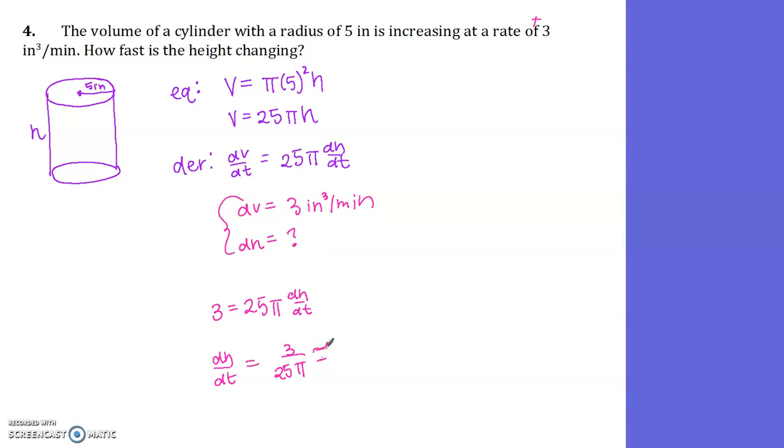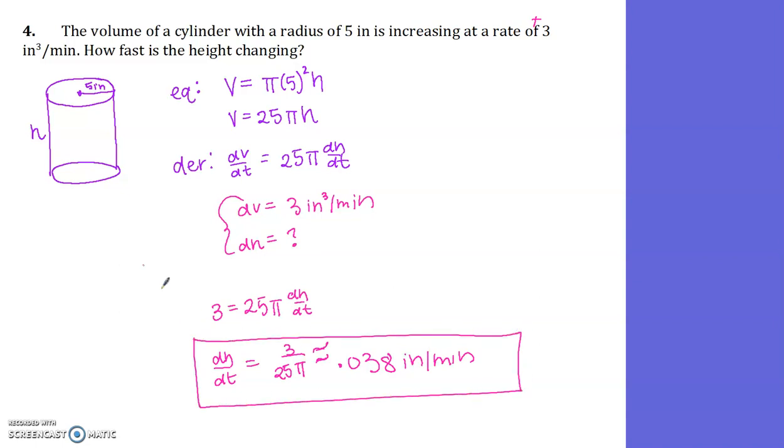And you will get about 0.038. And our units, this is a rate, so it's going to be inches per minute. No exponent on the inches because we're dealing with the height, which is just a regular length. Anytime you're dealing with the volume, it'll always be cubed. Anytime you're dealing with the area, it'll always be squared. Any other rate will just be regular.